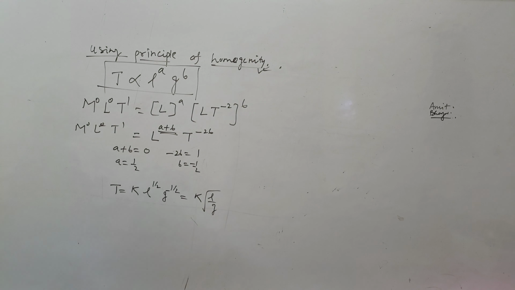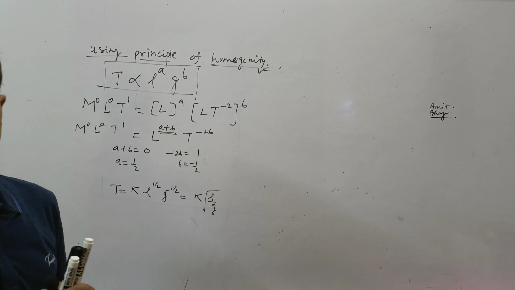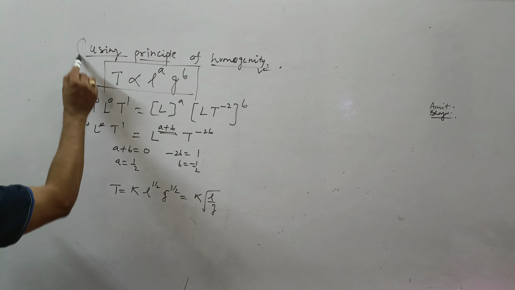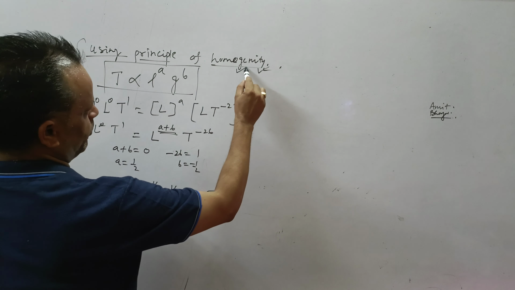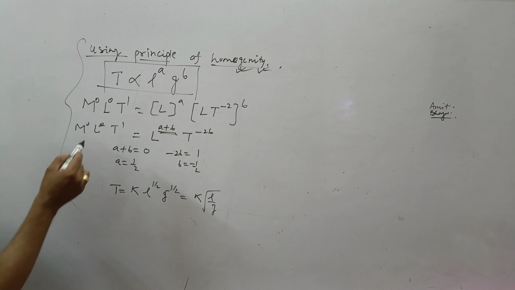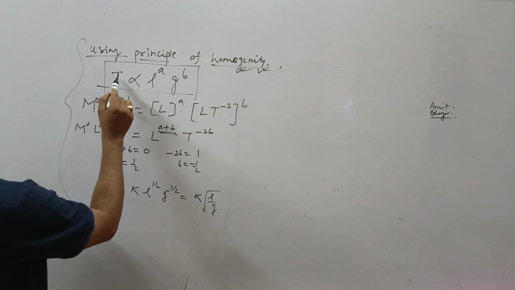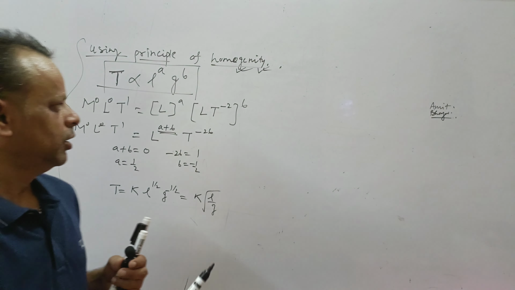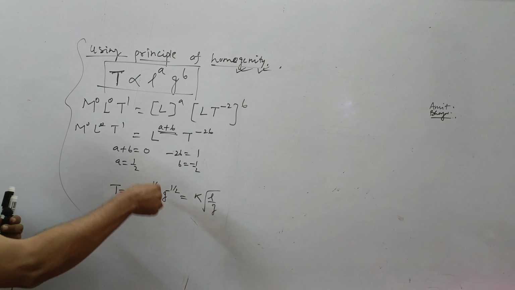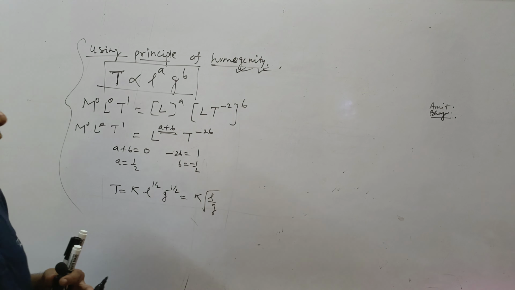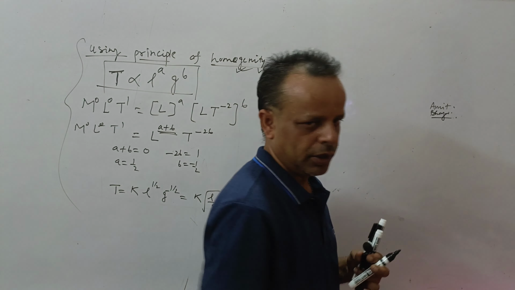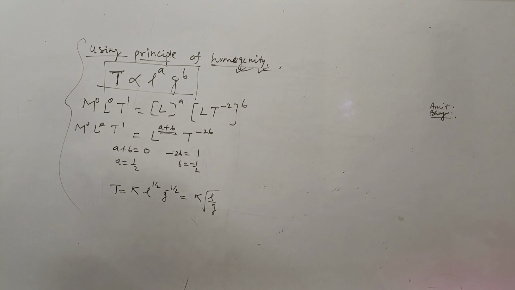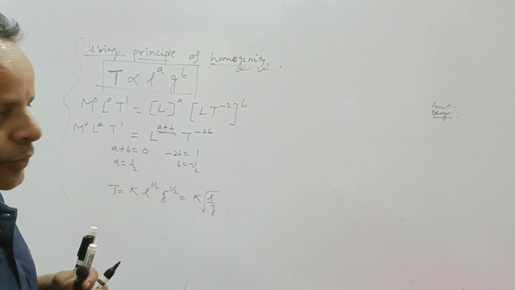So using the principle of homogeneity, we will be able to find any formulas. If we want to know the formula for T and there are various factors on which it depends, we will utilize this principle and derive the result. And there are a lot of things to be done in this topic, but we'll do that in the next class. That's all for today. Thank you.